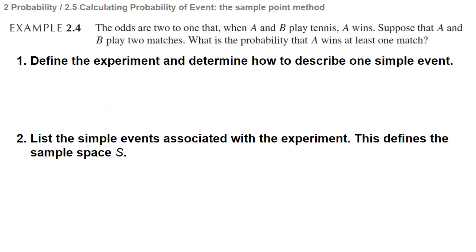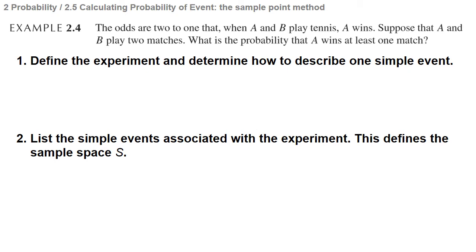Okay, let's move on to example 2.4. The odds are 2 to 1 that when A and B play tennis, A wins. So A has two times more chance of winning than B. Suppose that A and B play 2 matches. What is the probability that A wins at least 1 match?